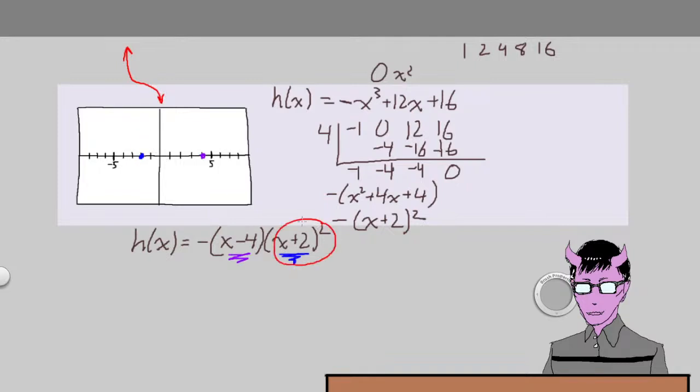oh, this is multiplicity 2. Oh, be careful, be careful. We have a multiplicity of 2 on the x plus 2 factor, which means this is the touch and go. Starting from up, do the old touch and go. It's going to go something like this. Come back down. Follow this end behavior that we already made note of. So like that.